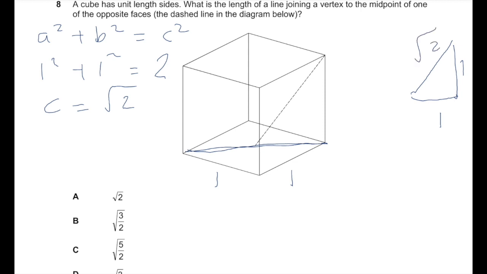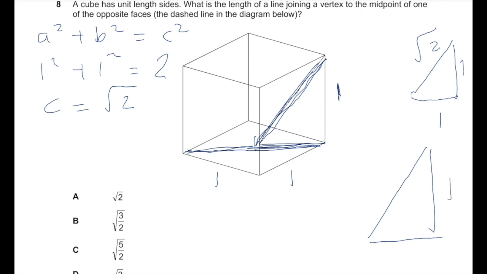Now, step number 2. I now want to work out this distance. How do I do that? Well, I know what this distance is because it's half of this distance. And I know what this distance is, it's 1. So I'm going to draw another triangle where it has a side length of 1 and a side length of root 2 over 2.